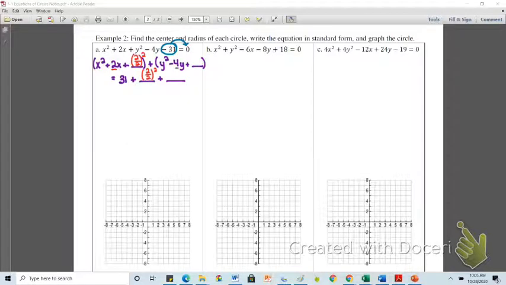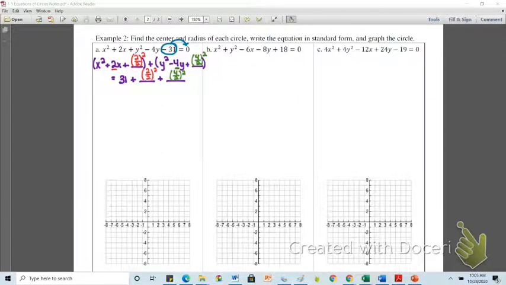Next, I do the same for the y. So my b value is negative 4. Because I'm going to square it, I don't need to worry about the negative. Negative squared is still positive, so we're good. So I'm going to do (4 over 2) squared. And again, what I do to one side, I need to do to the other.